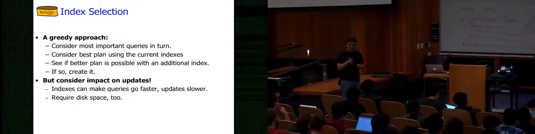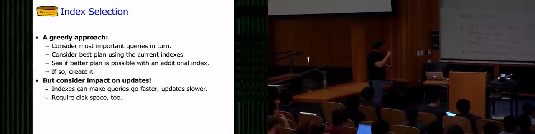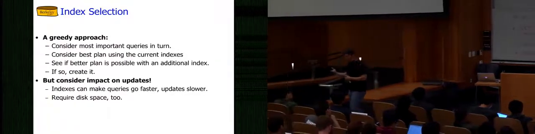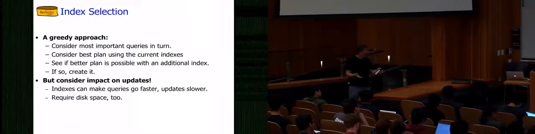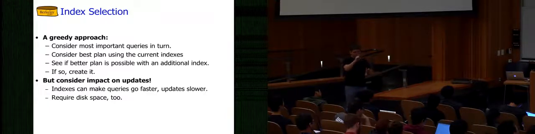What would be the best plan for that transaction based on what we have today? Could you do better if you added another index? Could you make that most important query faster by adding another index? If so, go for it. And then iterate. So that's kind of the greedy approach.